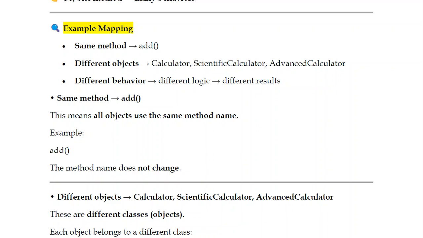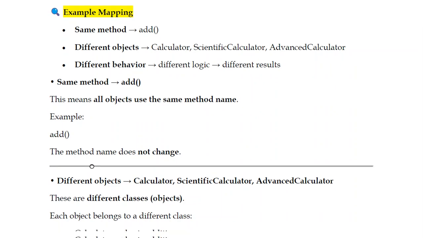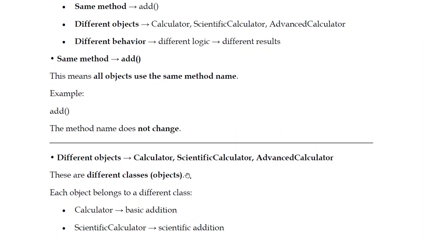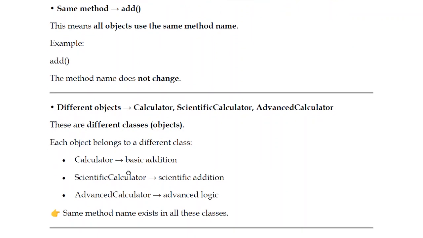Even if you have a thousand objects, for all objects only one name. What is that? Add. So it is super, am I right? Because you are maintaining the code readability. One name common for all. The method name does not change. Add is common. Different objects, the same method. What are they? Calculator, scientific calculator, advanced calculator.